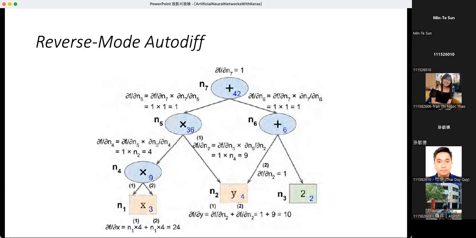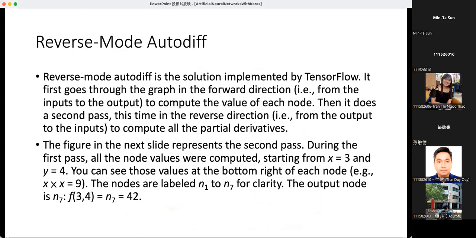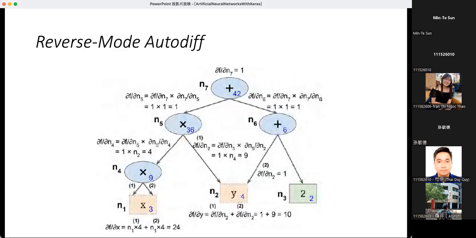Okay, so this is called reverse mode autodiff. It simultaneously gives you partial f, partial x, and partial f, partial y, with just very simple operations. Okay, as long as you know how to utilize the chain rule.